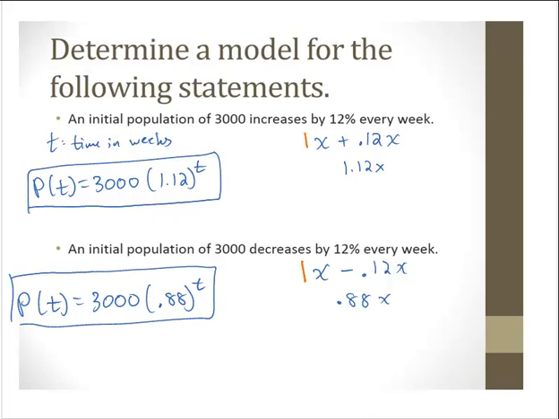And so often, if we are given a percent increase or decrease, we can think that the base is equal to 1 plus the rate for an increase. The base is 1 minus the rate for a decrease. And of course, that's only if those rates are given as percentages.